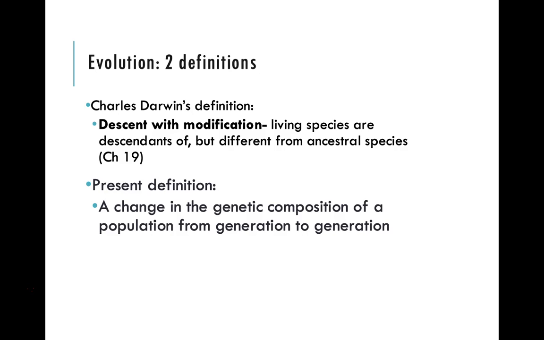So we're going to look at how populations change based on the quantity and the frequency of alleles within a population. Natural selection is going to work on those alleles, and it's going to change the frequencies of those alleles over generations. And that is how we see evolution today.